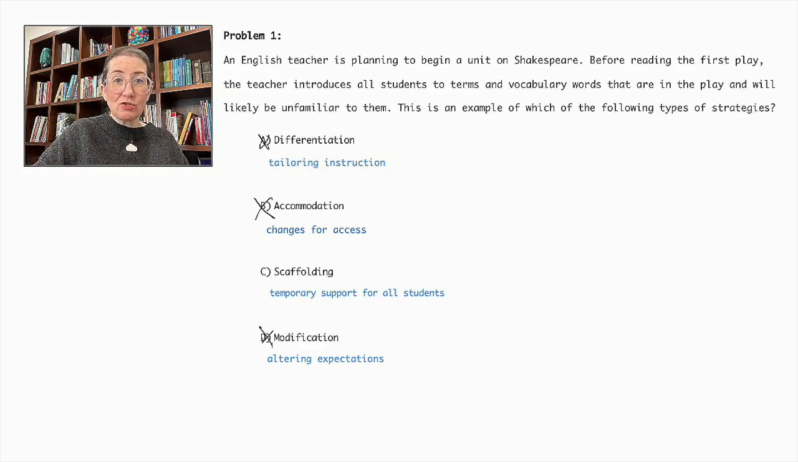Scaffolding is a teaching strategy that involves providing temporary support to students to help them achieve a deeper understanding or higher level of skill than they would be able to reach independently. By pre-teaching vocabulary, the teacher is providing a foundation that will help students better understand the text as they read, gradually reducing the support as the students become more proficient. Therefore, the correct answer is scaffolding.